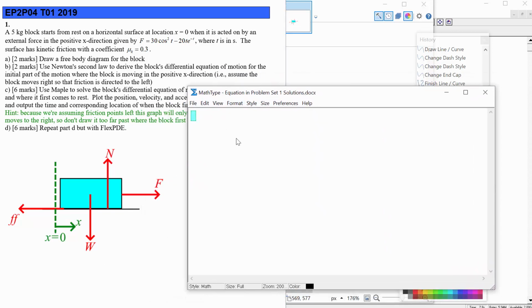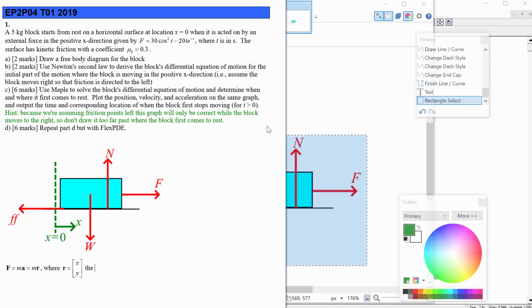Newton's second law is that force is equal to mass times acceleration. But technically, we should be dealing with this in vector form. And we can say that the acceleration is the second time derivative, that's the double dot format, of the vector position, where r is equal to (x, y), the position of the block.